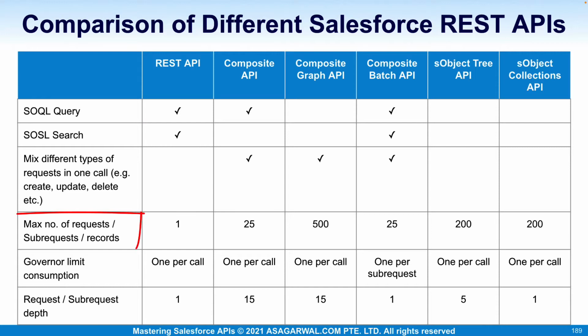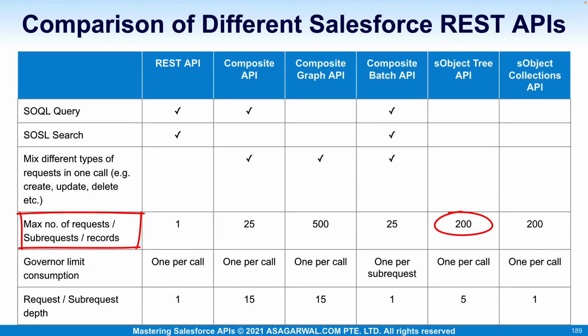Each API has its own limits in terms of how many requests, subrequests or records they can process. So, with REST API, you can execute just one request on one record. With Composite API, you can execute 25 subrequests. With Composite Graph API, the number increases to 500 subrequests in a single call. Composite Batch API has the limit of 25 requests.